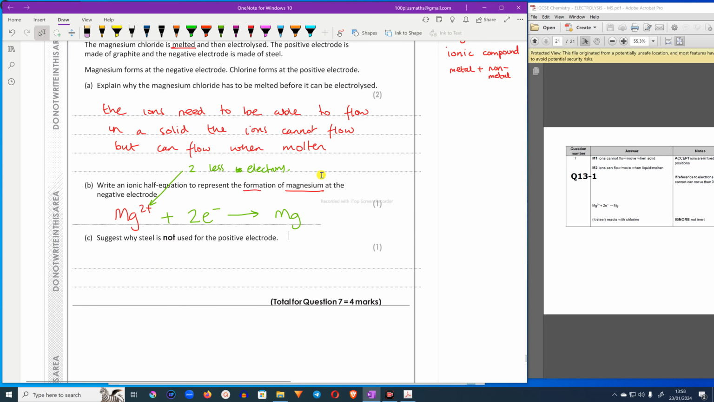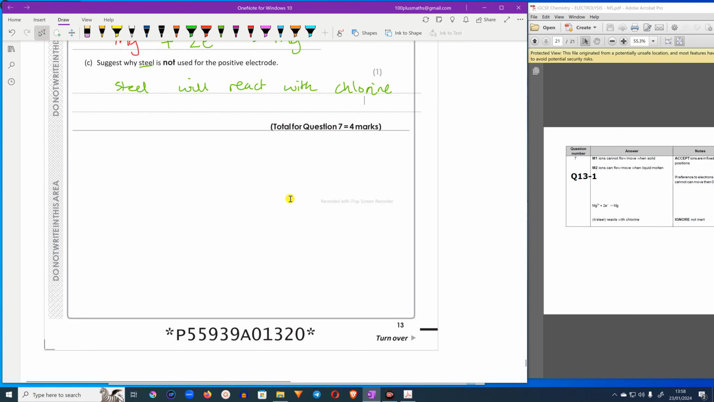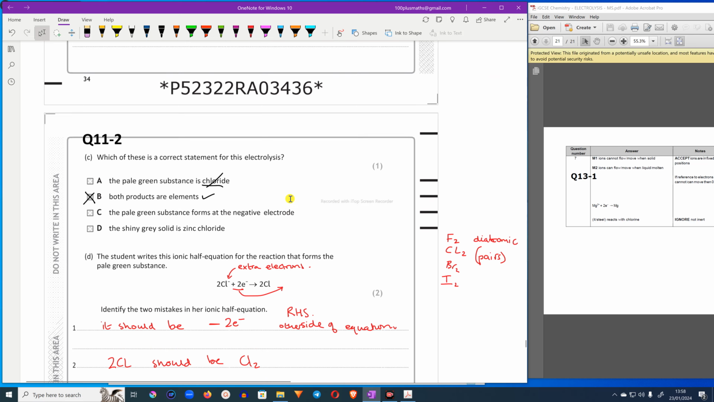Right, they're saying, why would you not use steel? Again, you've just got to learn this because steel will react with chlorine. Chlorine reacts with everything. Very naughty. Okay, that's the last one for this.